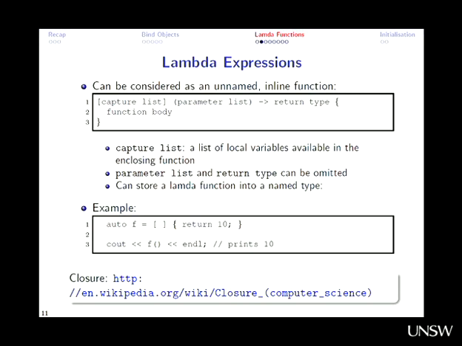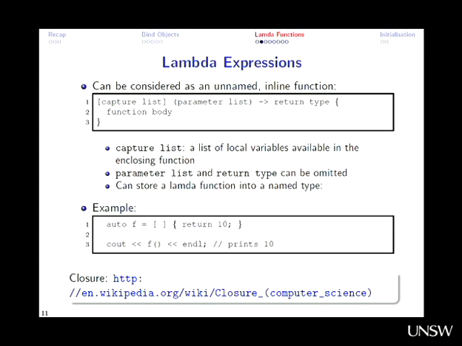Okay? So I can say auto f equals square brackets like that, don't capture anything, but those square brackets are required, return 10. Here's the Lambda function, it just simply returns 10. I haven't created a function called int return 10, open close brackets, open close braces, return 10. Nope, I've just done it. Auto f equals square braces, return 10.